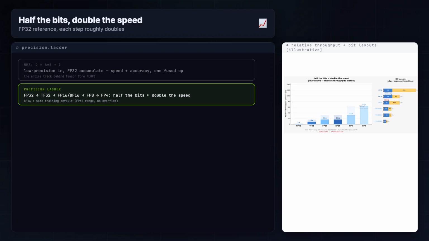Start at FP32, 32 bits, speed 1, the reference. Every step down the ladder roughly doubles the throughput. TF32, FP16 and BF16 at 16 bits, FP8 at 8, FP4 at 4, half the bits, double the speed. That is the engine behind bigger, cheaper, faster every single year.